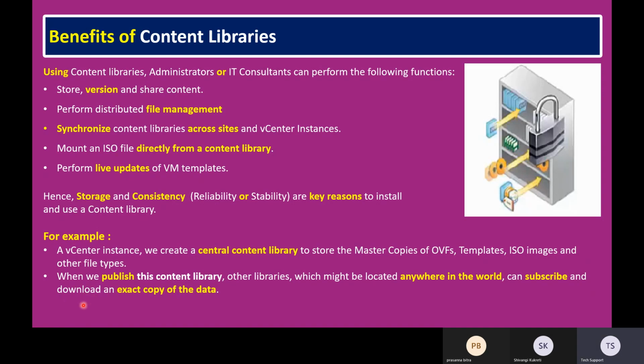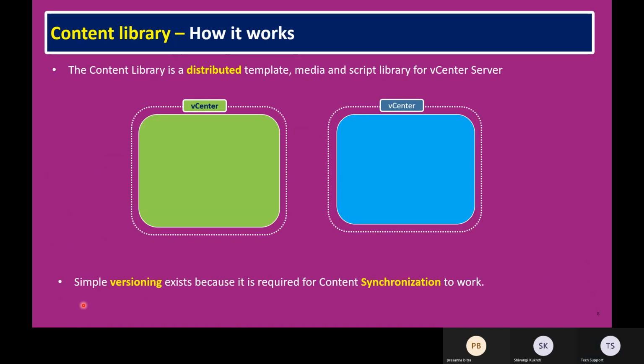Now we'll talk about how this content library works. Let's say in this diagram, we have two vCenter servers. The green one is the primary vCenter and the blue one is the secondary vCenter, or the remote location vCenter.